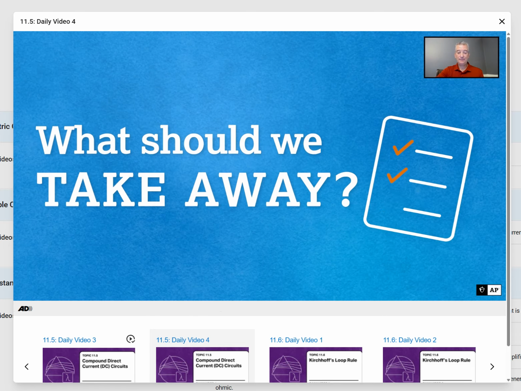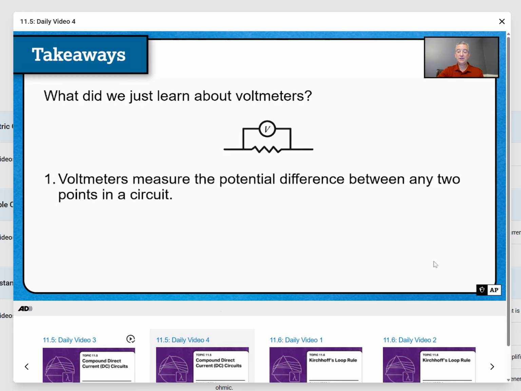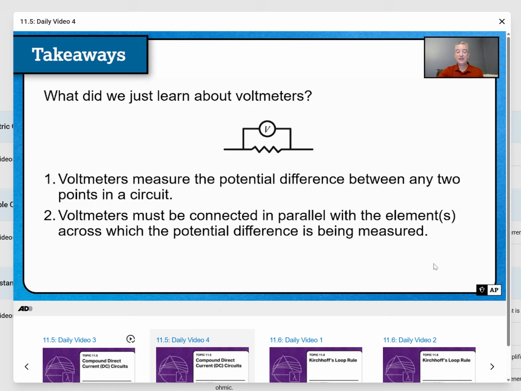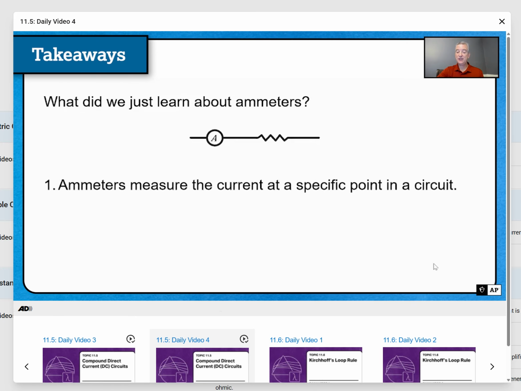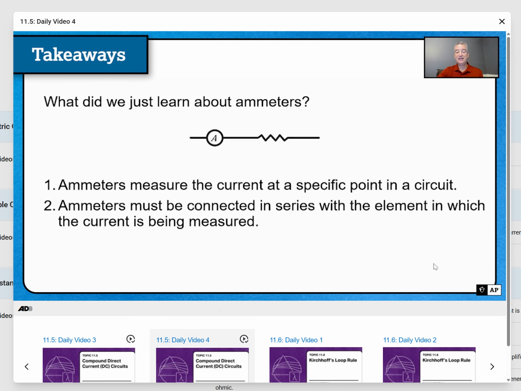So what should we take away? What did we just learn about voltmeters? Voltmeters measure the potential difference between any 2 points in a circuit. Voltmeters must be connected in parallel with the elements across which the potential difference is being measured. What did we just learn about ammeters? Ammeters measure the current at a specific point in the circuit. Ammeters must be connected in series with the element in which the current is being measured.